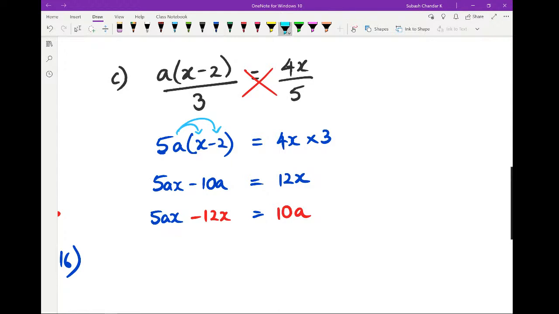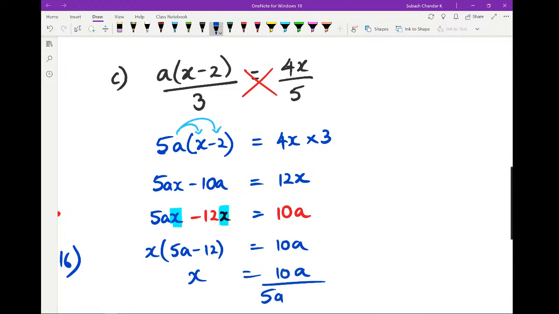Now what we have is our x is a common factor, so we're going to take x out as a common factor, which means we're going to get x times 5a minus 12 equals 10a, and then x is equal to 10a divided by 5a minus 12. J science, you got negative 10a over 12 minus 5a. That's also fine. Yep, that's fine, because if you get rid of that negative, then you should be all right. And again, I think this question was actually a merit question. I don't think this was an achieved question. It looks pretty easy to be a merit question.